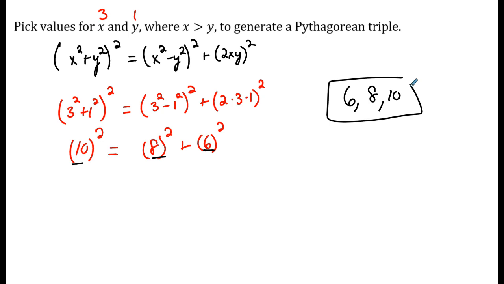Pretty neat that I can make Pythagorean triples by using this identity here. It doesn't matter what x and y you pick. Whatever you plug in there, that 10, 8, and 6 are going to be your side lengths, because this is really a squared plus b squared equals c squared. So those are the sides of your right triangle.